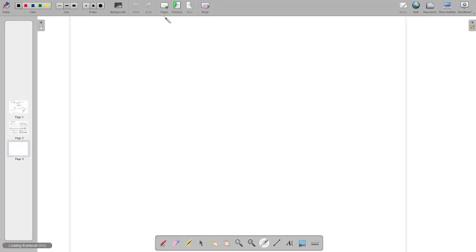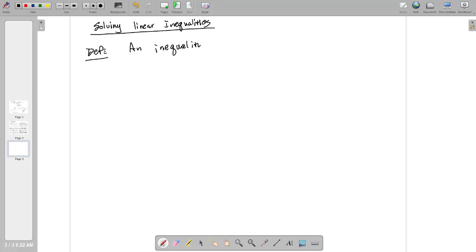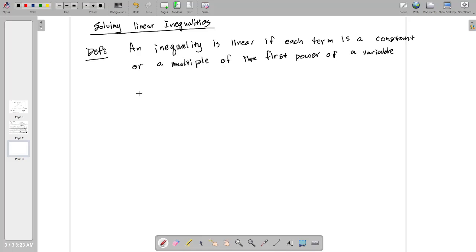Okay, now we're about ready to start solving linear inequalities. Definition: an inequality is linear if each term is a constant or a multiple of the first power of a variable.